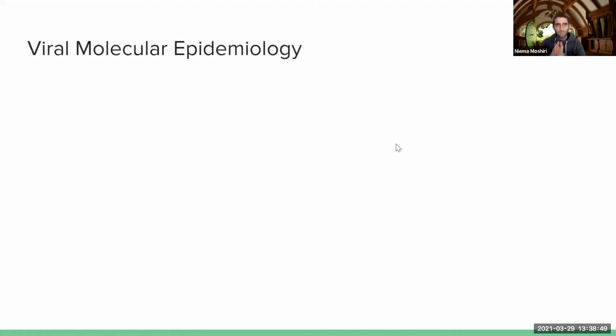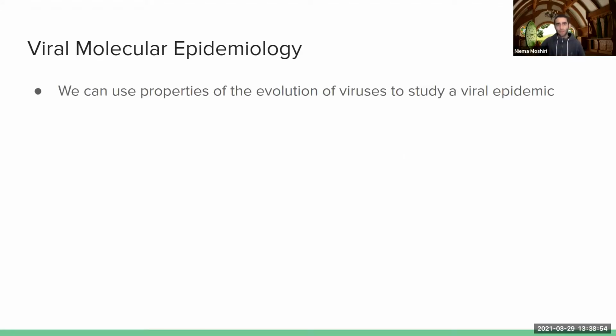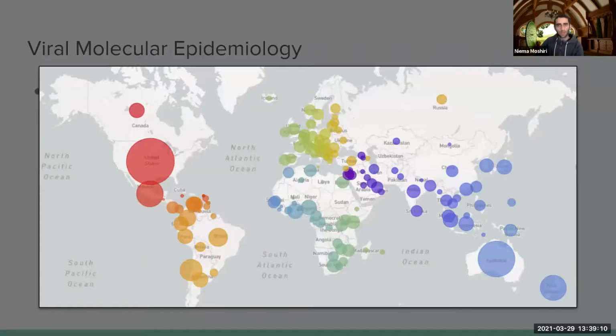Cool. Okay, so now we've talked about molecular epidemiology. What is viral molecular epidemiology specifically? We can actually use properties of the evolution of viruses to study a viral epidemic. Some important questions that we want to ask are things like, how did the virus spread across communities or across the world? One tool that's been used to help answer this question is called NextStrain, where you can plot incidences of a virus across the world. So this is from COVID-19. And you can actually see across the world how many people have a given disease in a population.